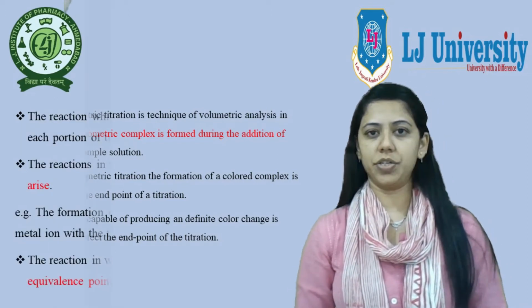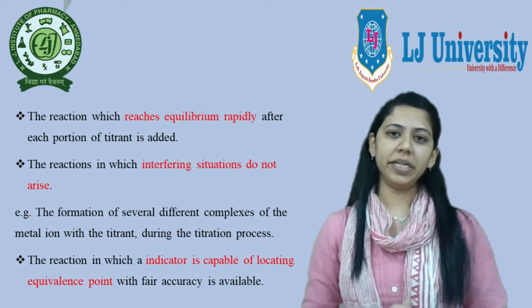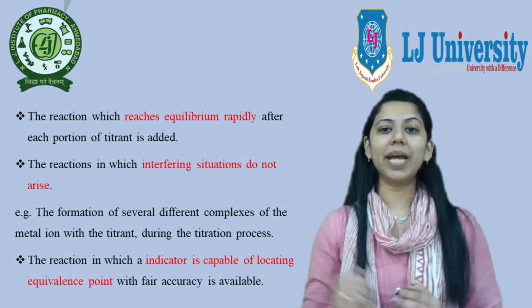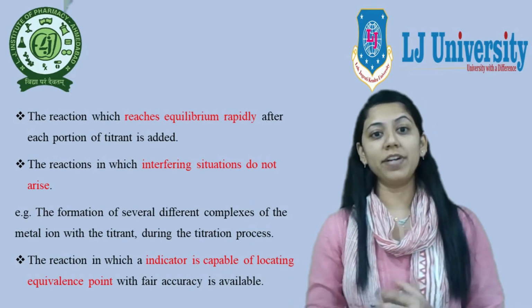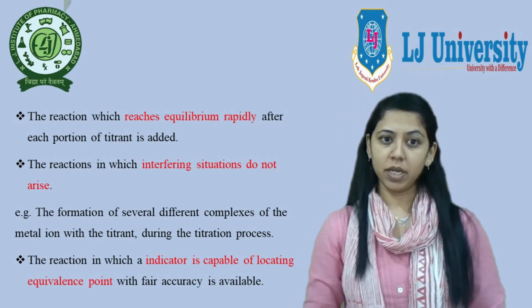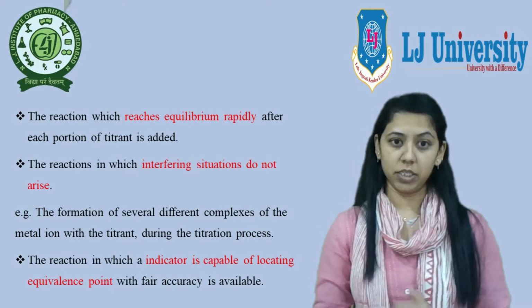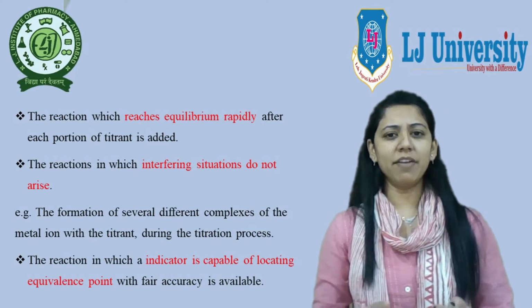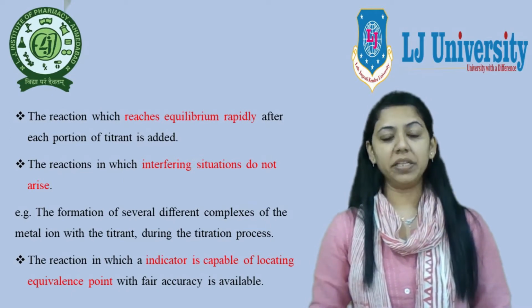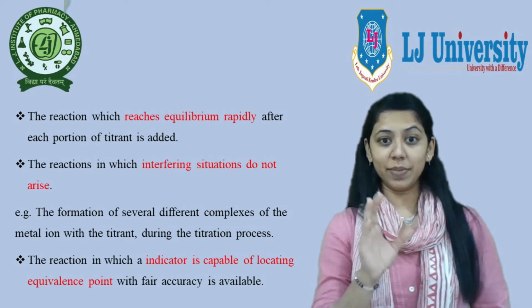of the titration. Which complexation reaction can be used as a volumetric technique? The reaction which reaches the equilibrium rapidly after each portion of titrant is added can be analyzed by this volumetric technique. The reaction in which interfering situations do not arise. For example, the formation of several different complexes of the metal ion with the titrant during the titration process. So that type of mixture cannot be analyzed by this technique.